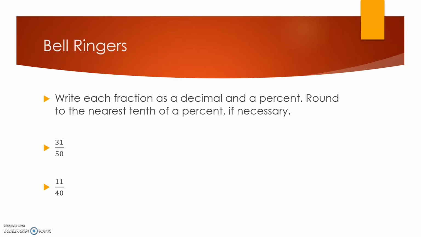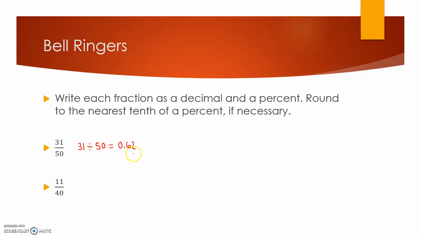First, let's do a little bit of review. We practiced this earlier in the semester, where we practiced writing fractions as decimals and then percents. It says round to the nearest tenth of a percent if necessary. So to write a fraction as a decimal, we have to divide 31 divided by 50. You can actually do that in your calculator. When you do that, you should get 0.62. So this would be the decimal part.